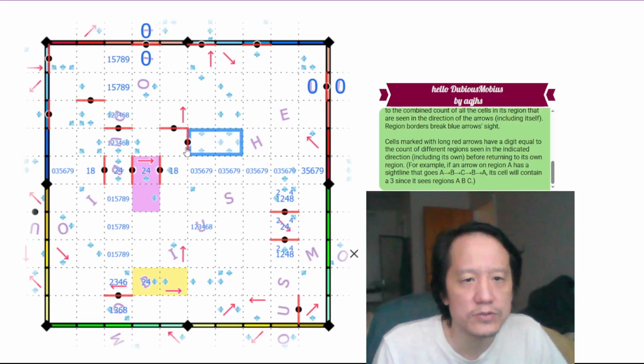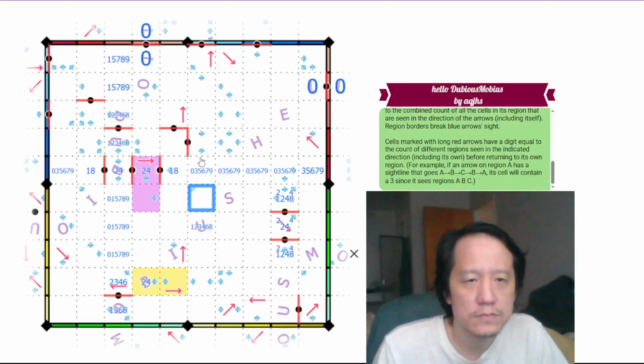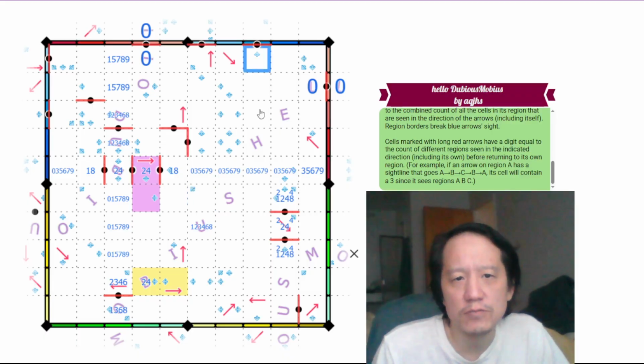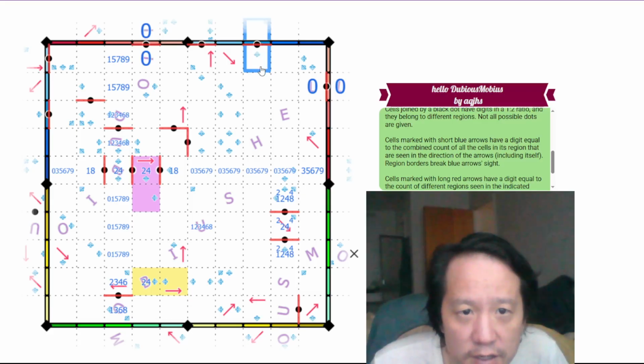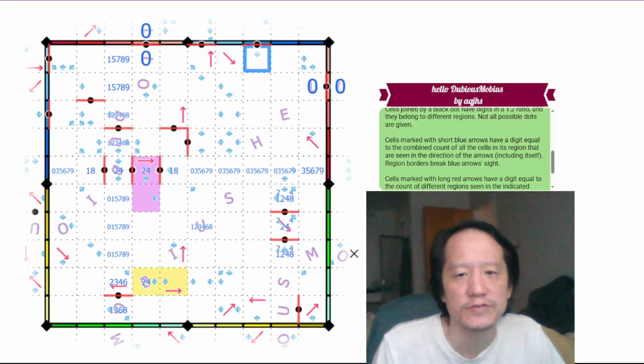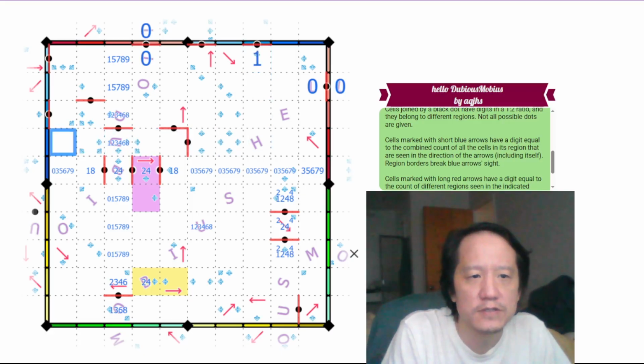Again, all arrows will be at least 1. Oh, this has to be a 1. The blue region borders break blue arrow sight. It's pointing this way, and so the region border blocks that sight. It includes itself, so this is 1, which means this is 1. It's only in a 1 to 2 ratio with 2, so that's 2, which means this is 2.